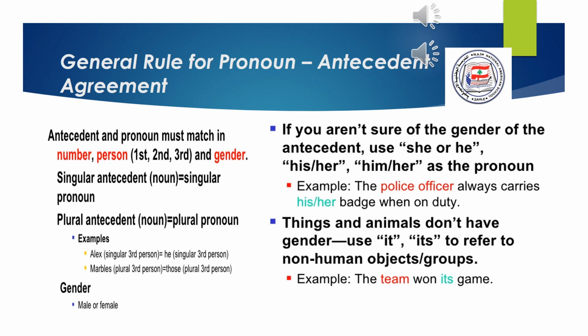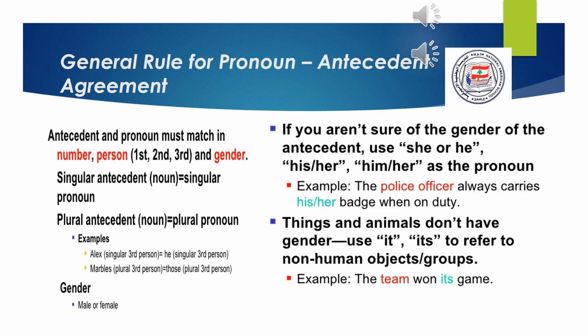Example, Bill threw his hat. Bill is a singular antecedent or a singular noun. It has a singular pronoun, his. Bill and his friends threw their hats. Bill and his friends is a plural antecedent and the plural pronoun is their.